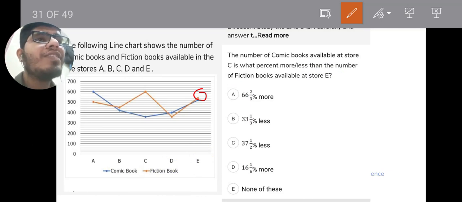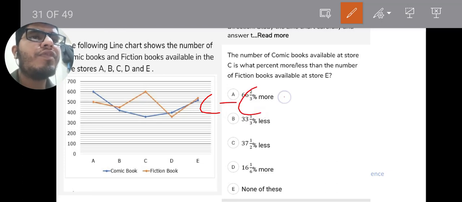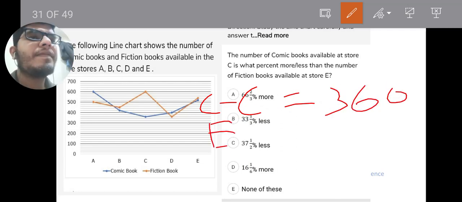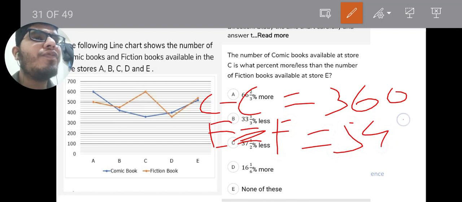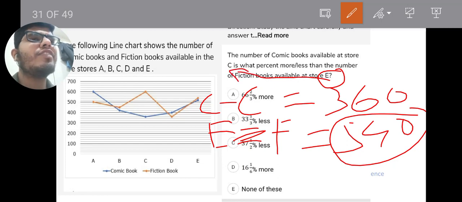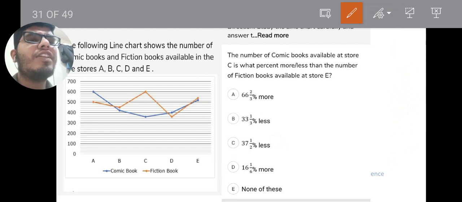So what they have asked, I'll write it like this. It is of shop C's comic books. How much have we calculated? Shop C's comic books are 360. For fiction books at shop E they have asked, that is 540. E is how much more than or less than C. Here we have to see C is lesser, so we have to use the less than formula.